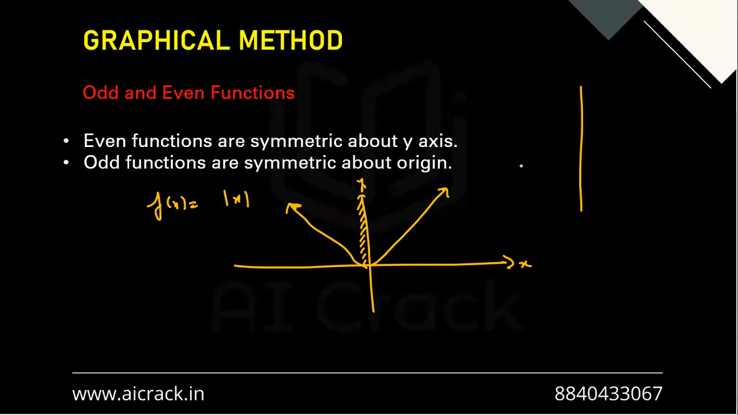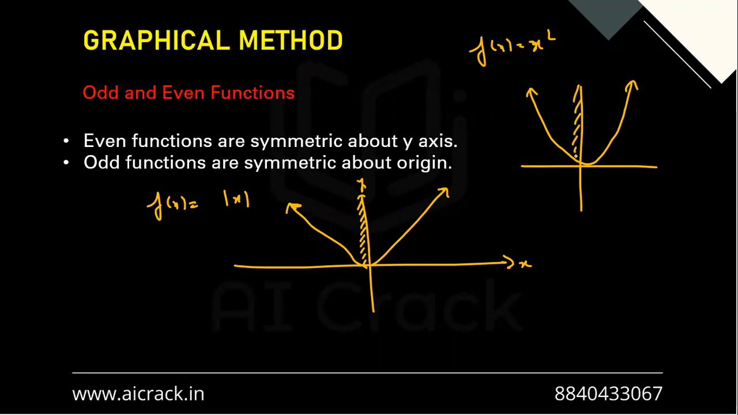Similarly, we can plot f of x equals x square. That also has the same situation. This particular curve has a mirror image about the y-axis. If we place a mirror over here, then this curve is exactly opposite to this one, about this mirror.